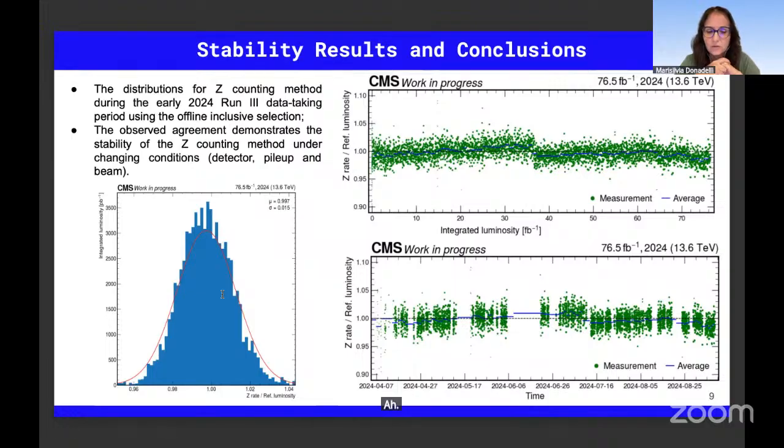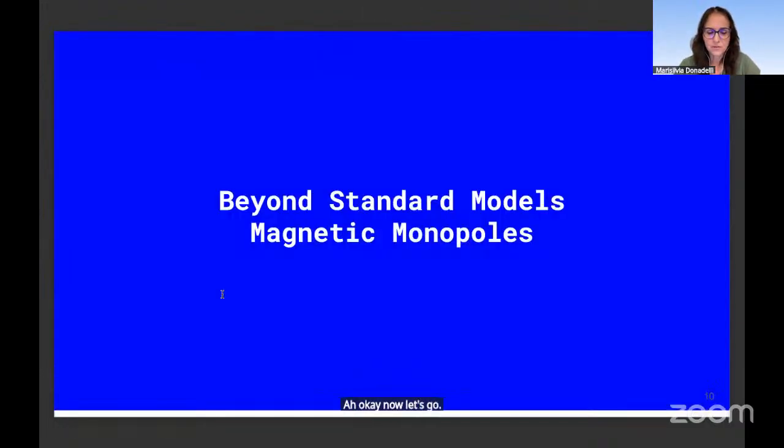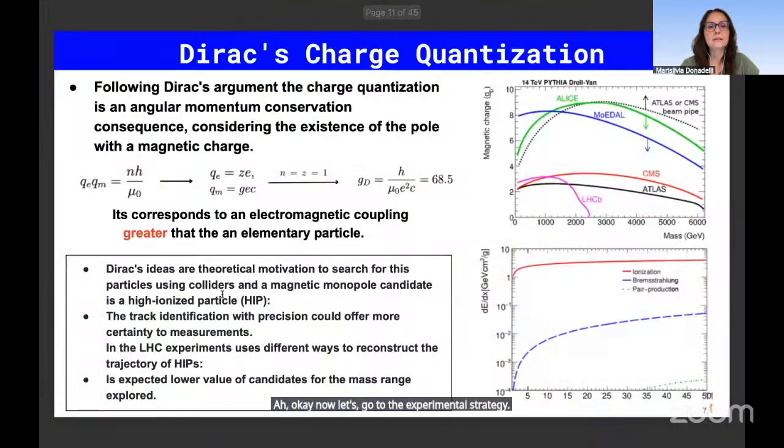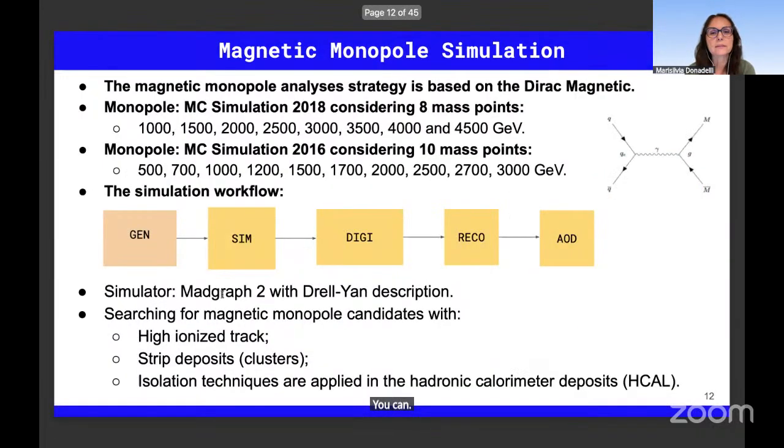Okay, now let's go to the experimental strategy of the analysis. You can move on. Next slide. Oh, okay. Here I have a question. Can you please go back?